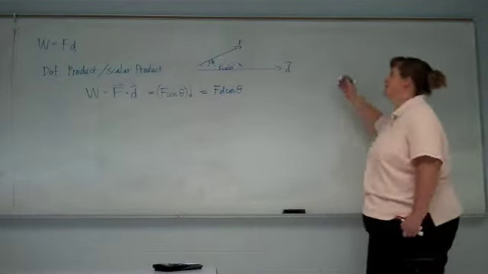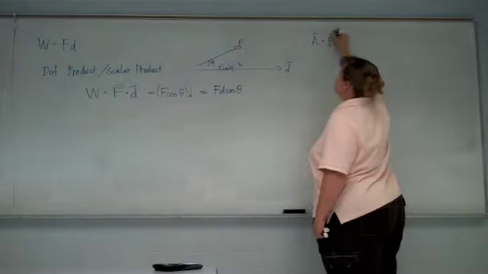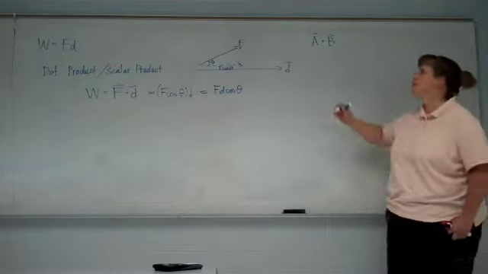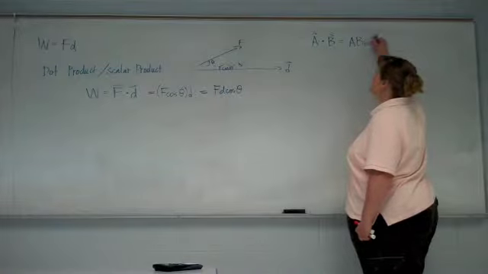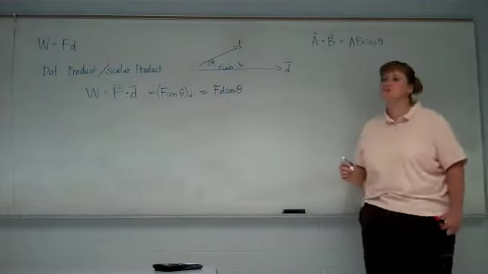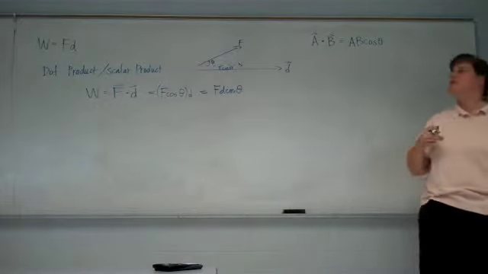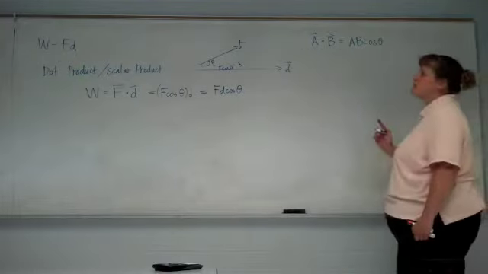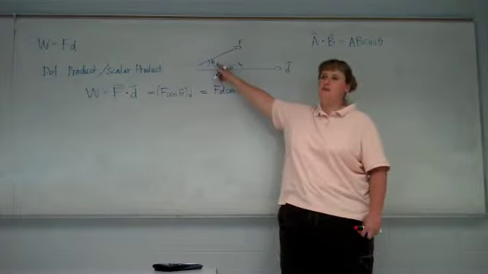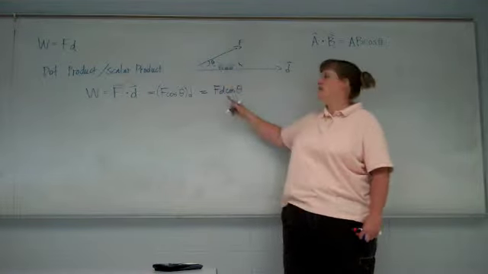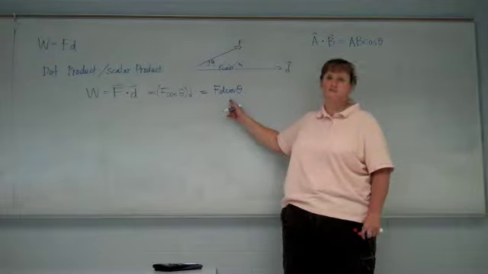If you have any vector, say some random vector A, dotted with some random vector B, the answer is always going to be the magnitude of A times the magnitude of B times the cosine of the angle between them, because A cosine theta will give you the component that's parallel to B. Sometimes in a problem, it's not really straightforward what this angle might be. If you don't know the angle, you can't use this to find the work. It makes it a little more difficult.